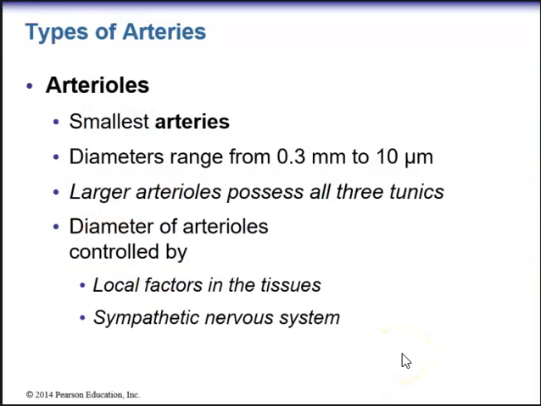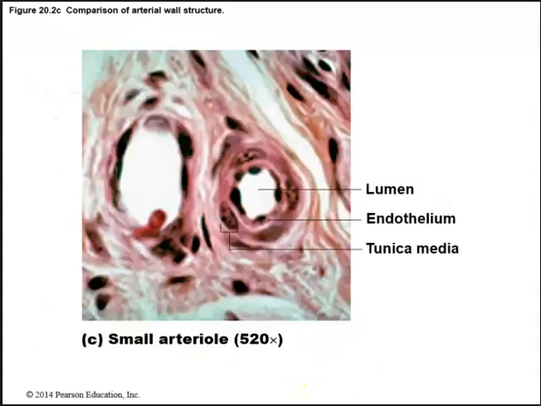Arterioles are the smallest of the arteries. Their diameters range from 0.3 millimeters to 10 micrometers. The larger arterioles possess all three layers or all three tunics, and the diameter of arterioles is controlled by local factors in the tissues, as well as the sympathetic nervous system, that fight or flight response.